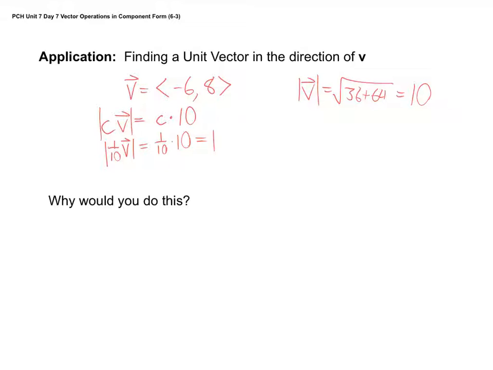So that means the unit vector, again, unit vector means magnitude equals 1, is going to be 1/10 of v. So that's going to be 1/10 times negative 6, 8. And we should go ahead and simplify that. So that would be negative 6/10 or negative 3/5, and 8/10 or 4/5.